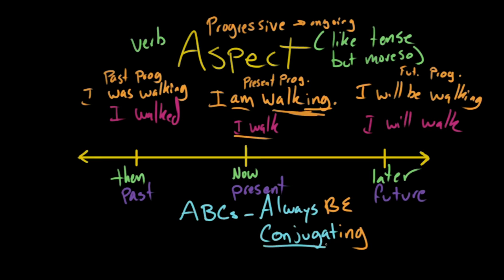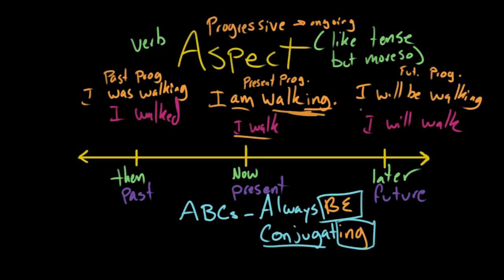And conjugating here is just a word that means to put verbs in different tenses and aspects. But I really want you to focus on the fact that we've got this be and this ing. So just remember be and ing, and that's how you form the progressive.